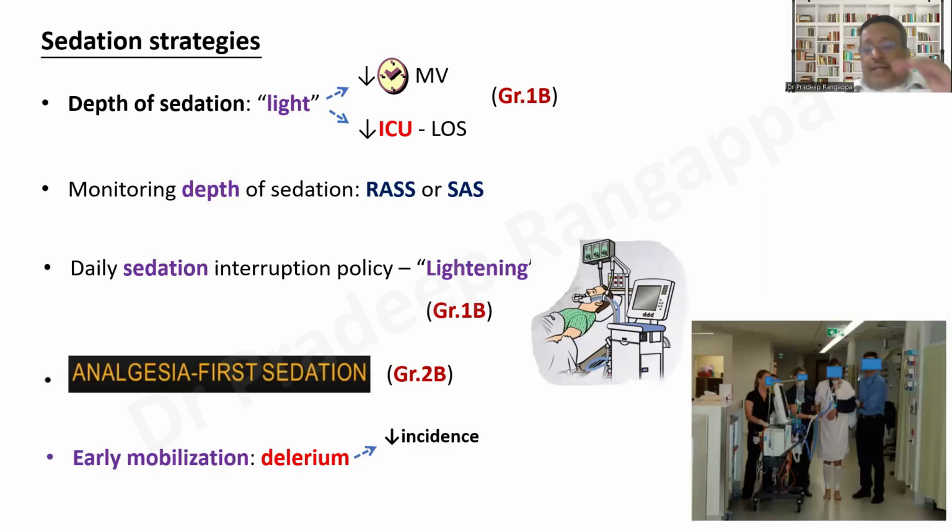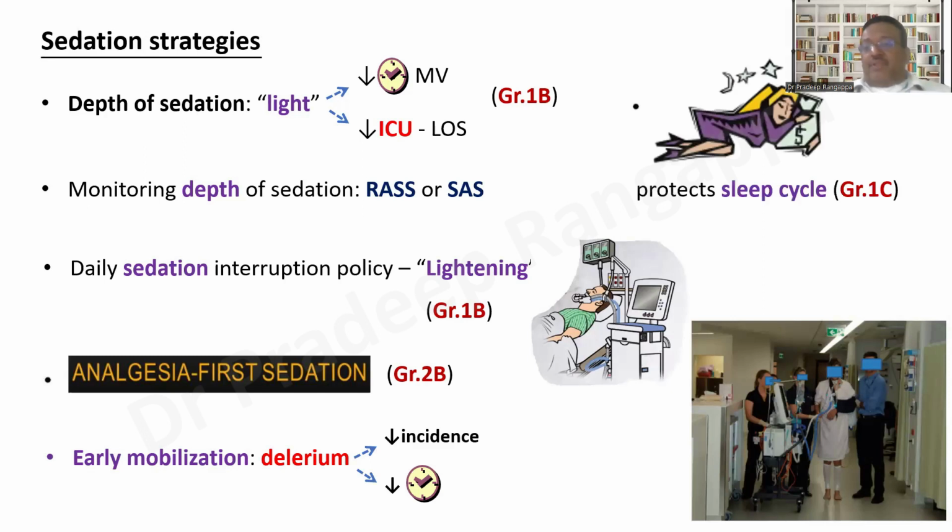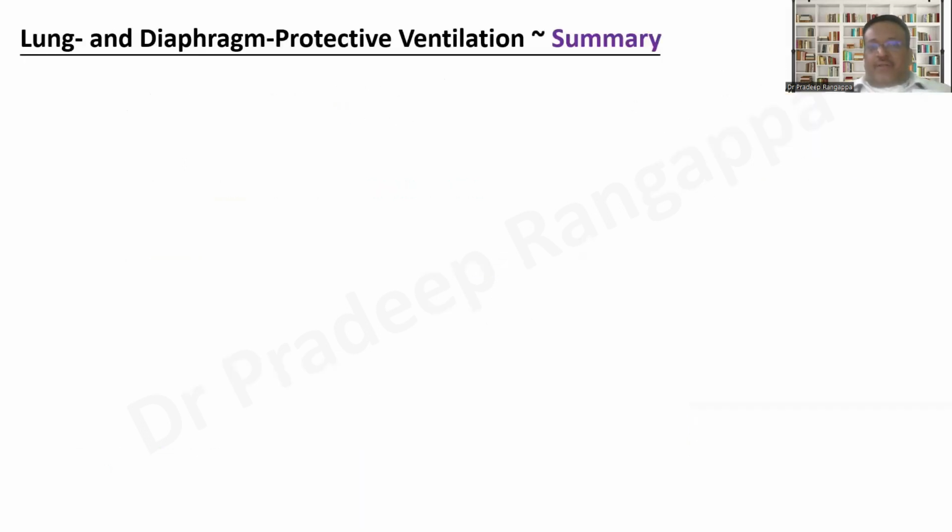And analgesia first sedation and early mobilization is being emphasized. It is shown to reduce the delirium and duration of delirium and improve the weaning process. And one has to take effort in protecting the sleep cycle, which is also a grade 1C recommendation.